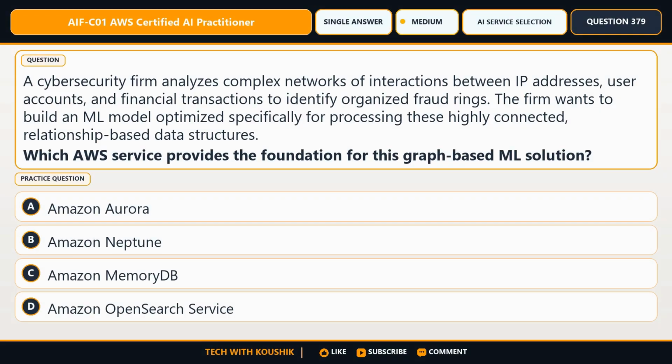Question number 379. A cybersecurity firm analyzes complex networks of interactions between IP addresses, user accounts, and financial transactions to identify organized fraud rings. The firm wants to build an ML model optimized specifically for processing these highly connected, relationship-based data structures. Which AWS service provides the foundation for this graph-based ML solution? Compare the options. Choice A, Amazon Aurora. Choice B, Amazon Neptune. Choice C, Amazon MemoryDB. Choice D, Amazon OpenSearch Service.